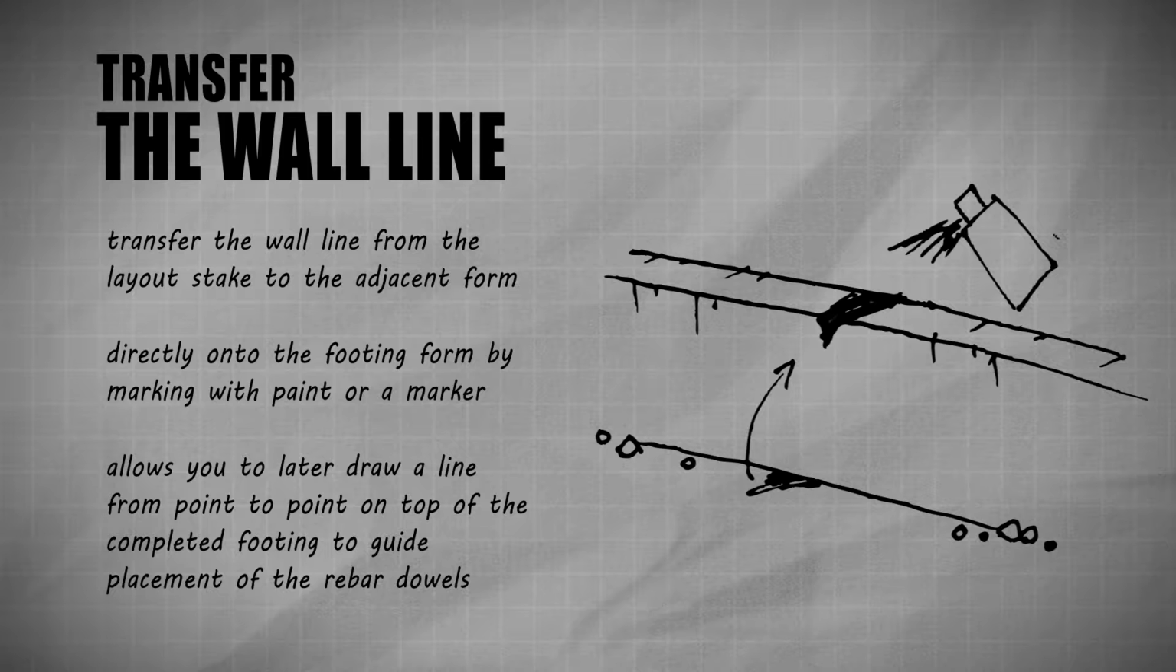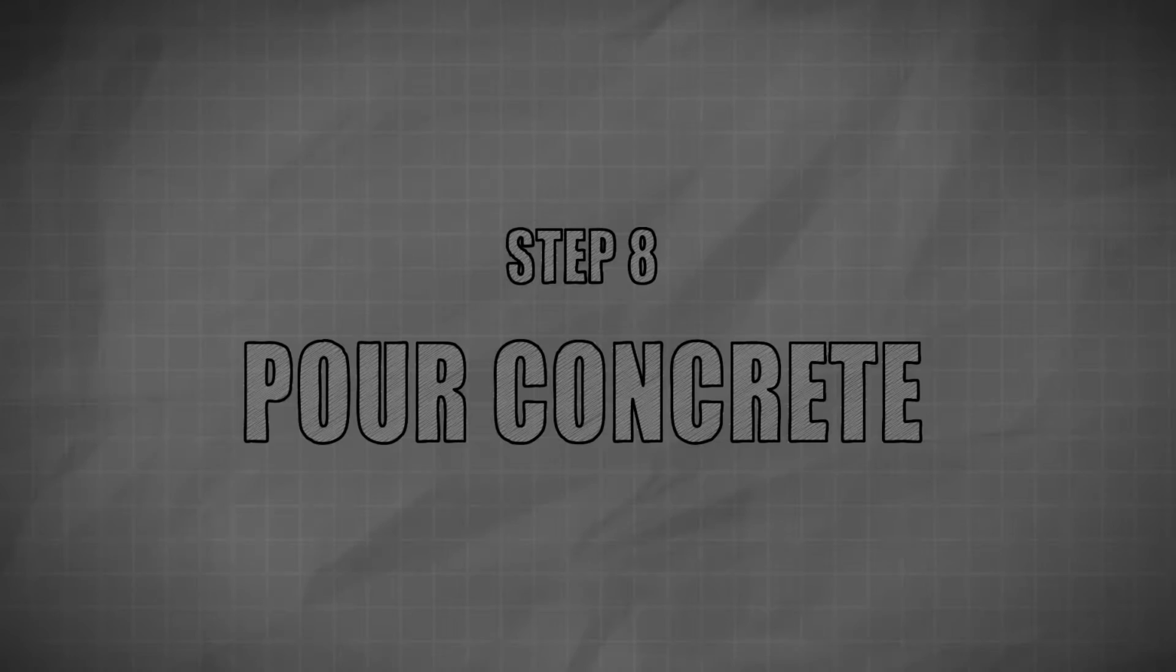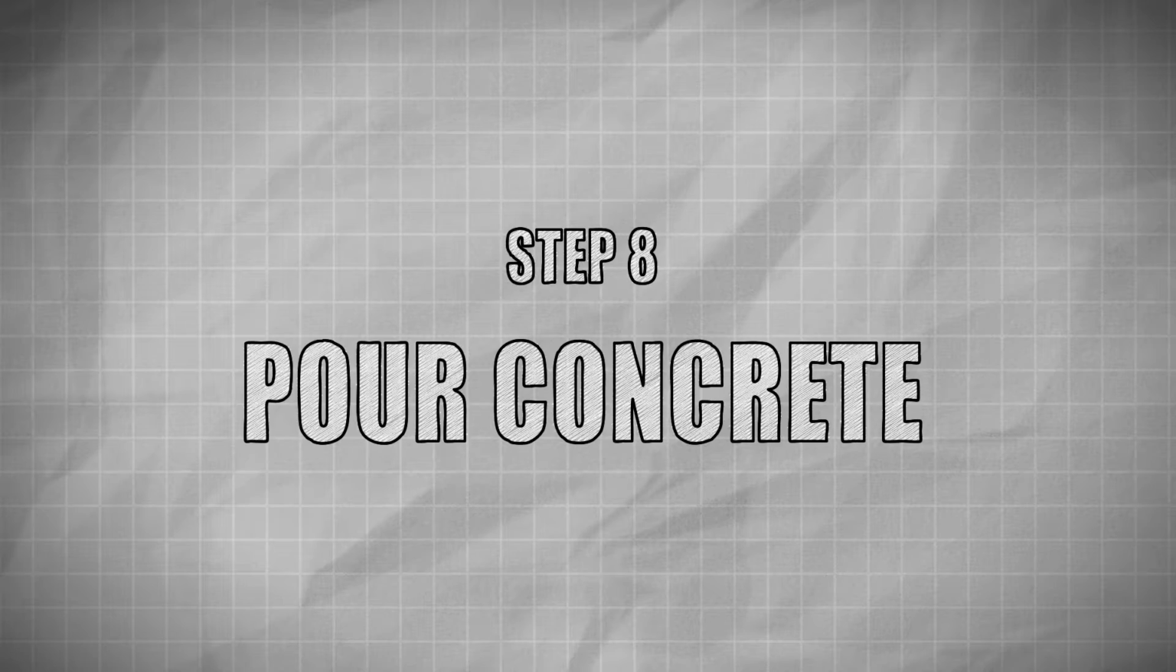Doing this at every corner will allow you to later draw a line from point to point on top of the completed footing to guide the placement of the rebar dowels. That's J-bar. Step 8. Pour concrete.